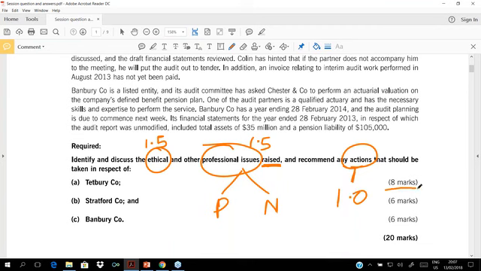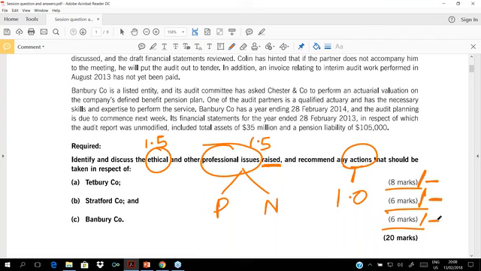Now, once you know the marking scheme, you have marks. For Tedbury, you have 8 marks. For Stratford, you have 6. For Benbury, you have 6. Another good thing with the question on ethical and professional issues is it's normally split into smaller parts, and I think that increases your ability to score marks. So once you know the marking scheme, you know exactly for 8 marks how much to write, and for 6 marks how much to write.